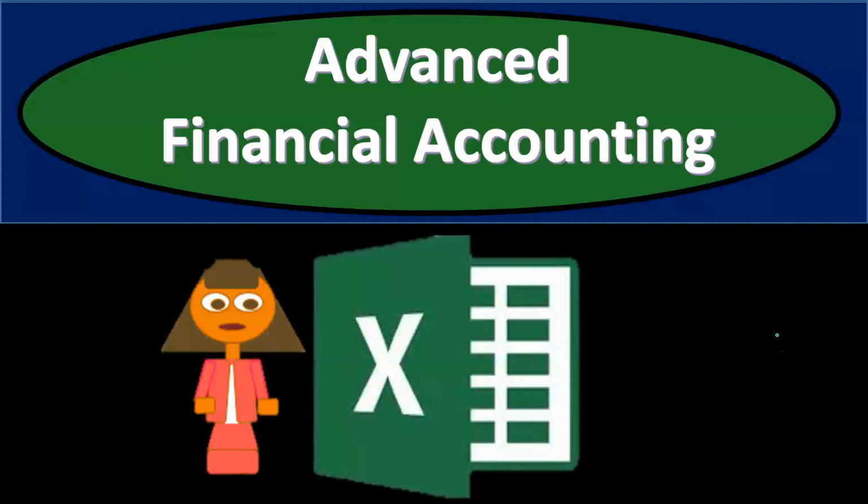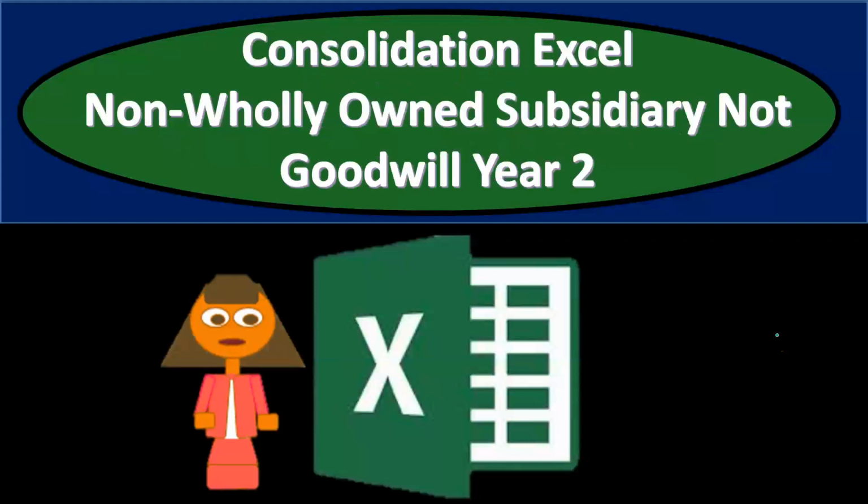Advanced Financial Accounting. In this presentation, we're going to work a consolidation problem within Excel. This problem is for a non-wholly owned subsidiary, so we have one company owning another company. It's not a fully owned subsidiary at the time of purchase, so there was no goodwill that resulted at that point in time. We're going to say it is now at the end of year 2.